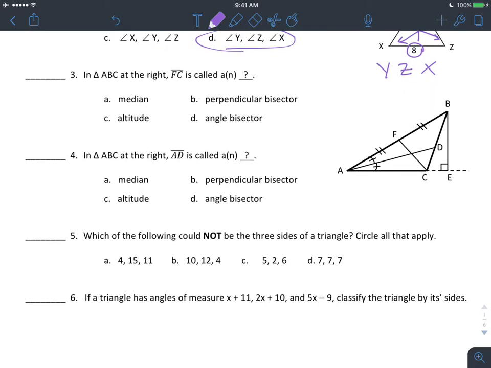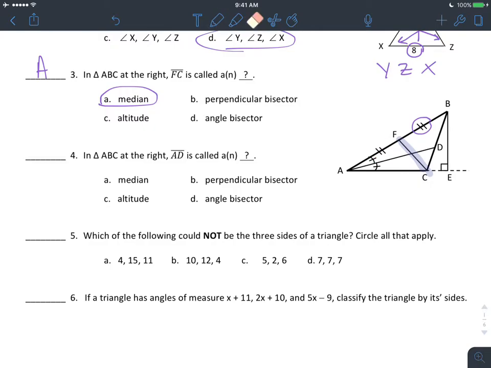Okay, number 3. Number 3 says in triangle ABC at the right, FC is... so if we look at FC, we have this part right here. The only thing we know about FC is that it cuts AB in half. So AF is congruent to FB. That means that FC has to be a median. It cuts the other side in half.